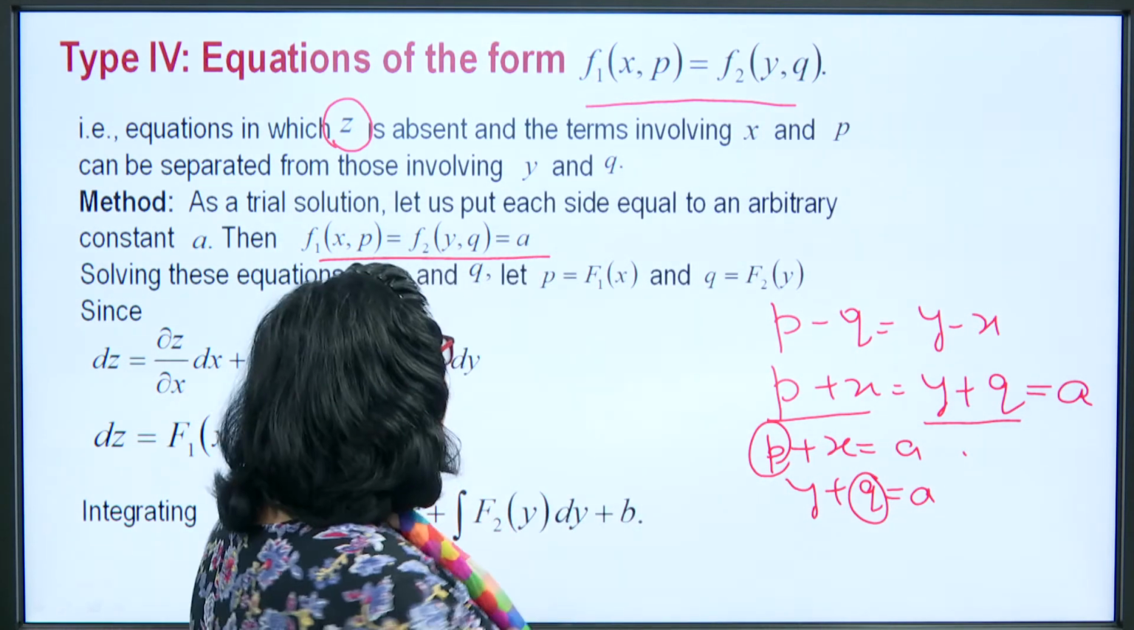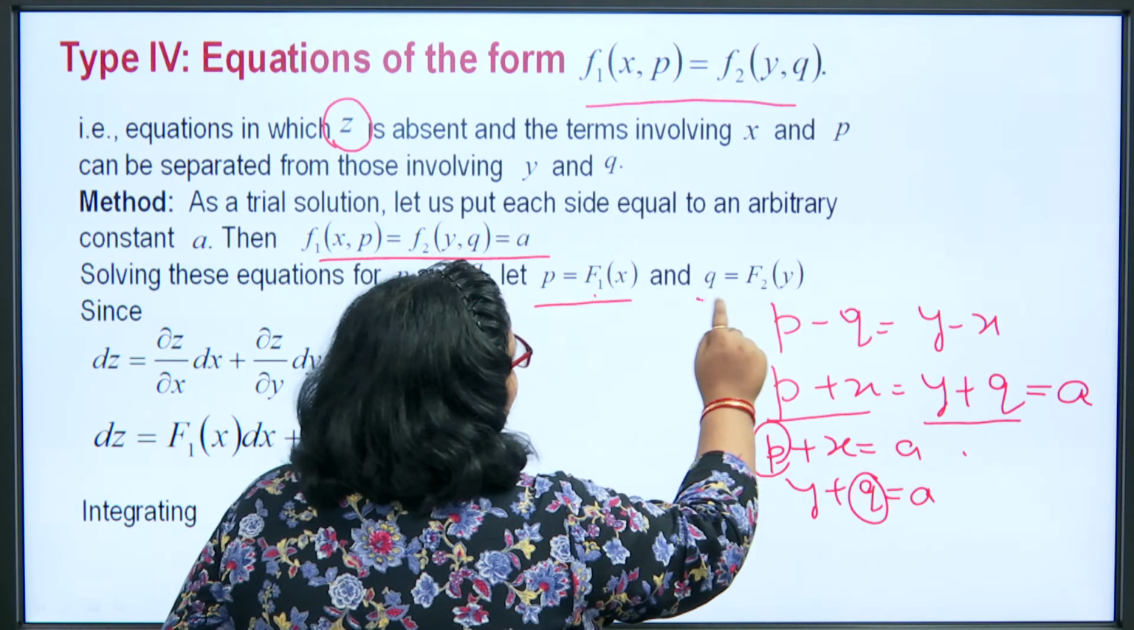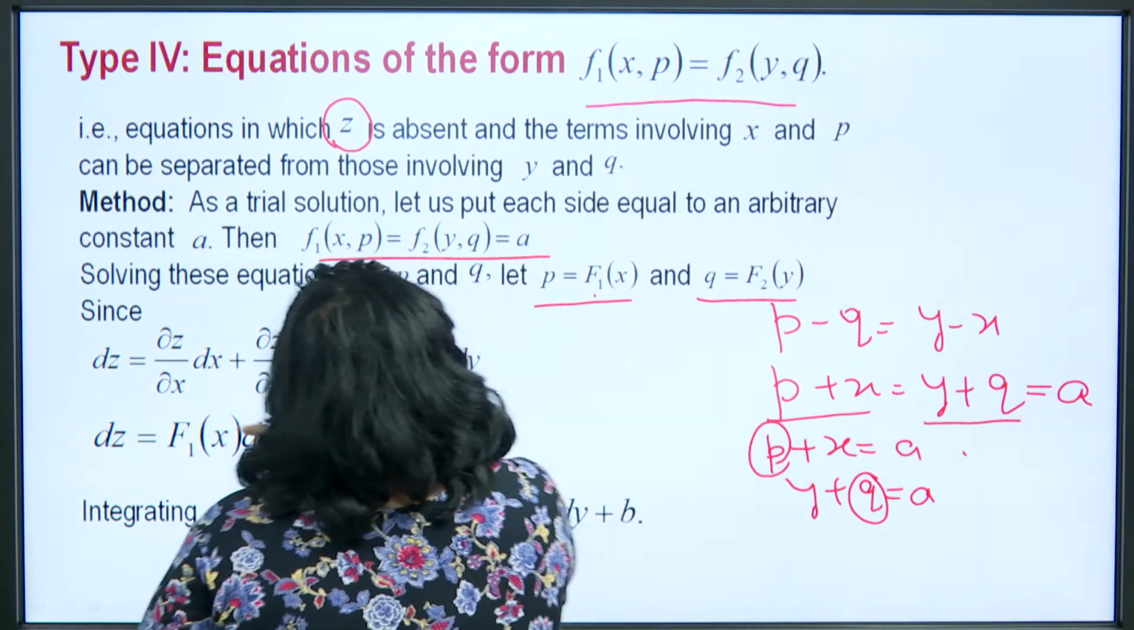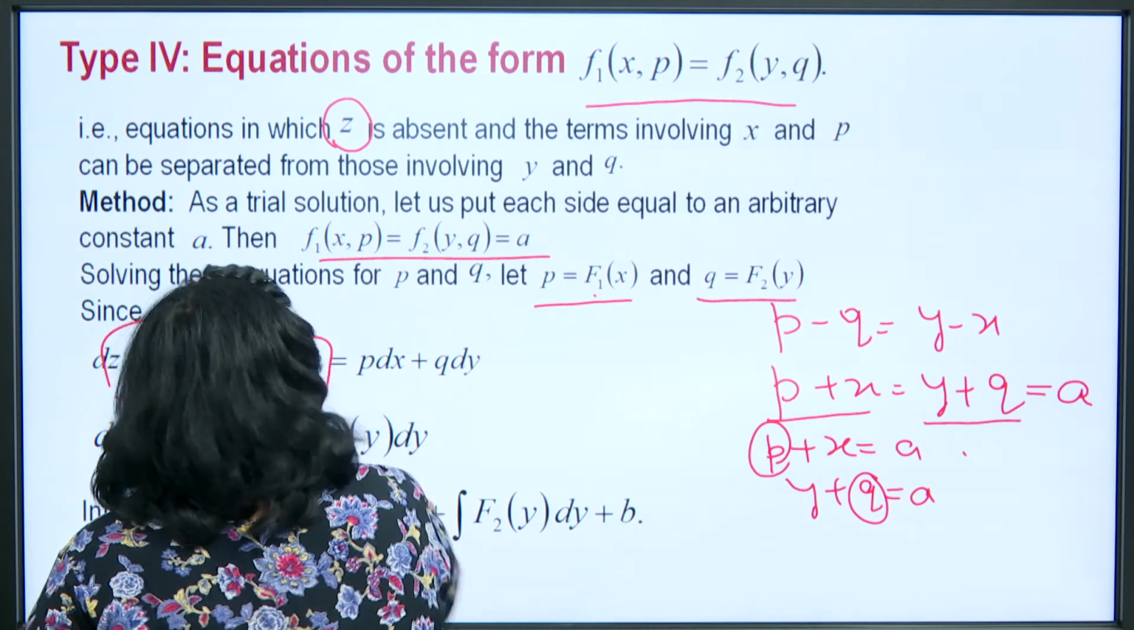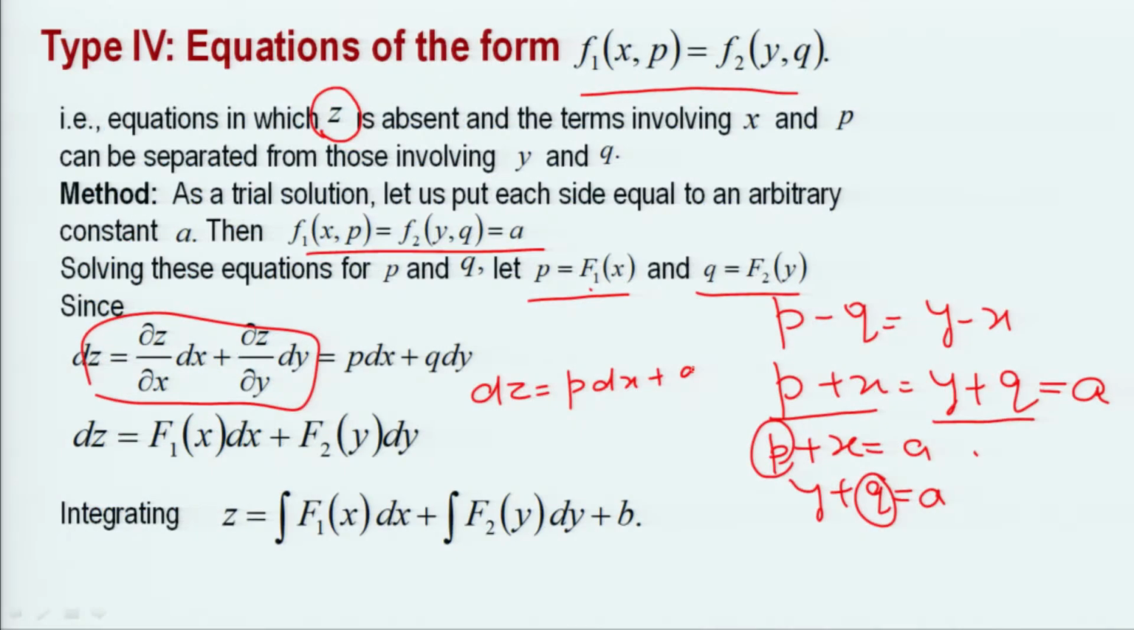We get p as a function of x, assumed to be f1(x), and q as f2(y). We know the total derivative formula, dz is equal to p dx plus q dy. After knowing the values of p and q in terms of A, we put in A and x for f1(x) and A and y for f2(y). Integrating this equation, we get the required solution.